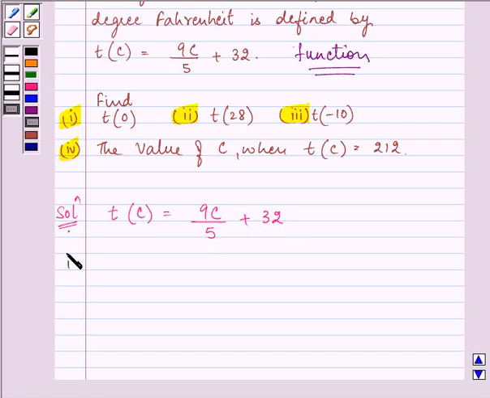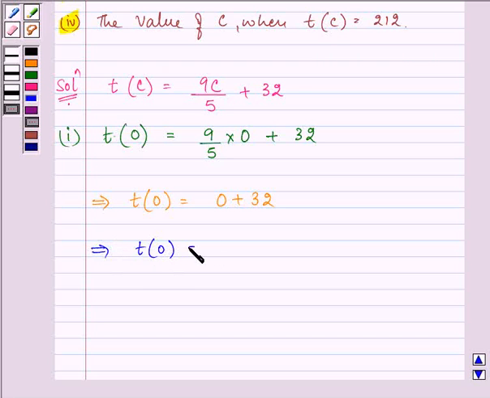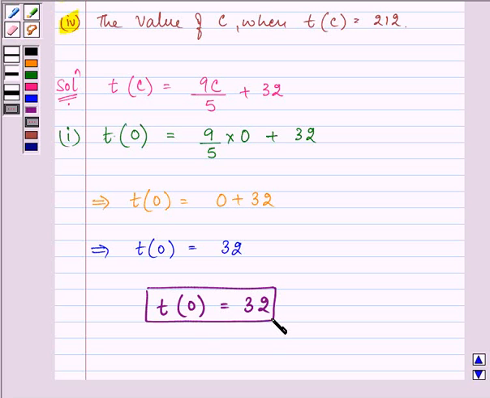Starting off with the first part, we need to find T(C) when the value of C is given to us as 0. For this, we'll be replacing C by 0, and on doing so, we have 9 by 5 multiplied by 0 plus 32, which gives us the value of T(0) as 0 plus 32. And on further simplification, we have the value as 32. So the answer to the first part is the value of T(0) is 32. That is, the value of the function T when the value of C is 0 is equal to 32.